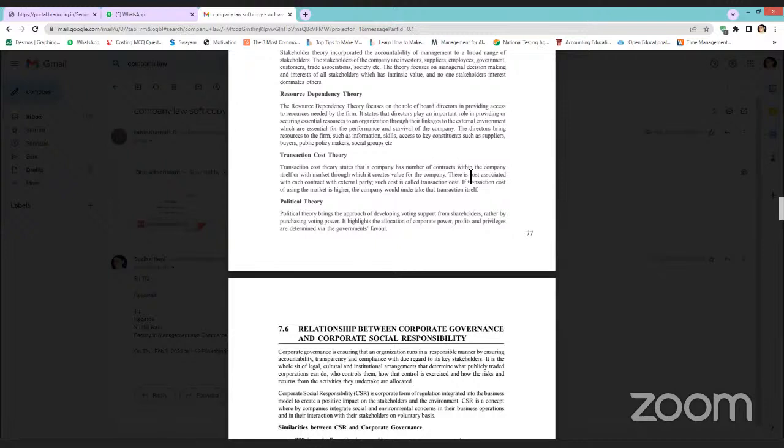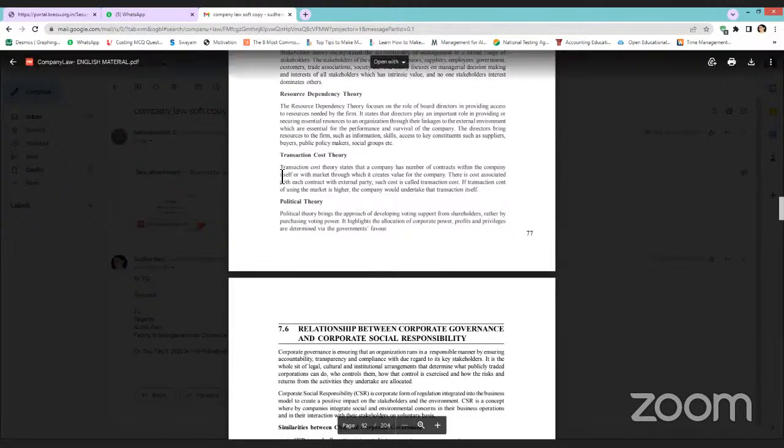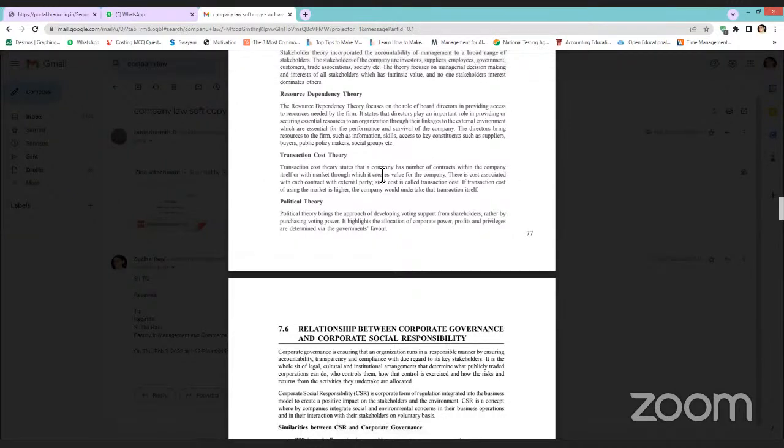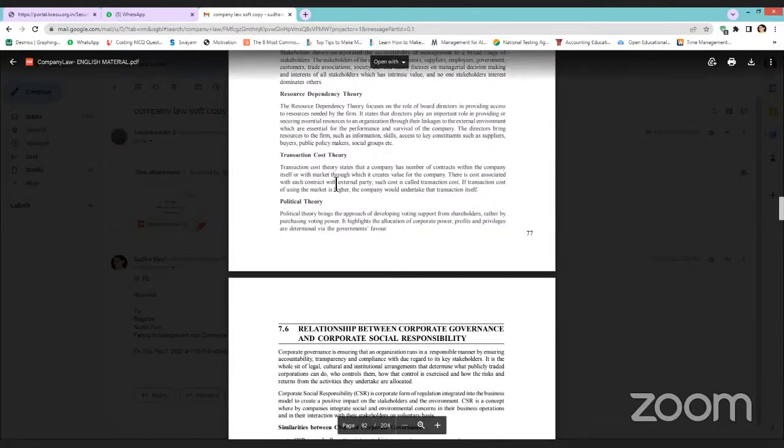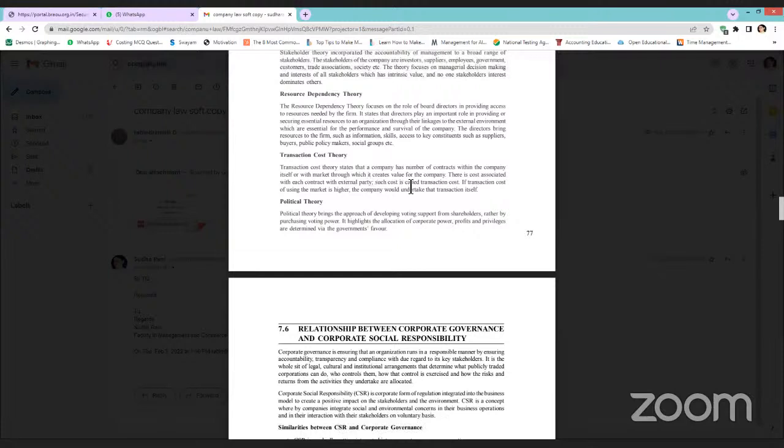A company has a number of contracts, within the company itself or with the market, through which it creates value for the company. There is a cost associated with each contract with external parties. Such cost is called transaction cost. If the transaction cost of using the market is higher, the company would undertake the transaction itself.